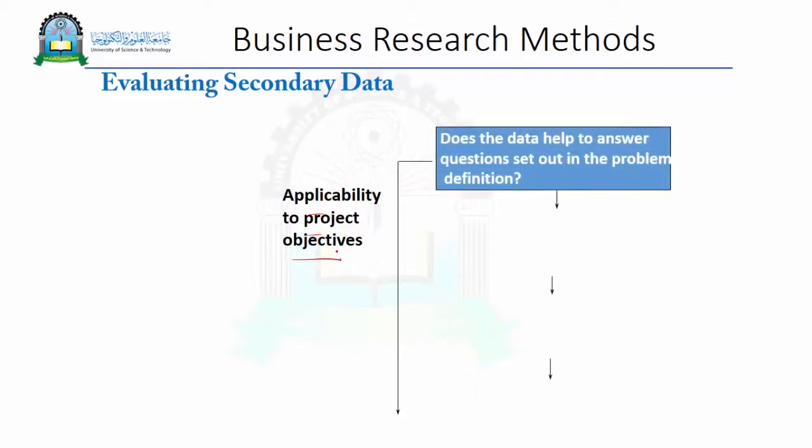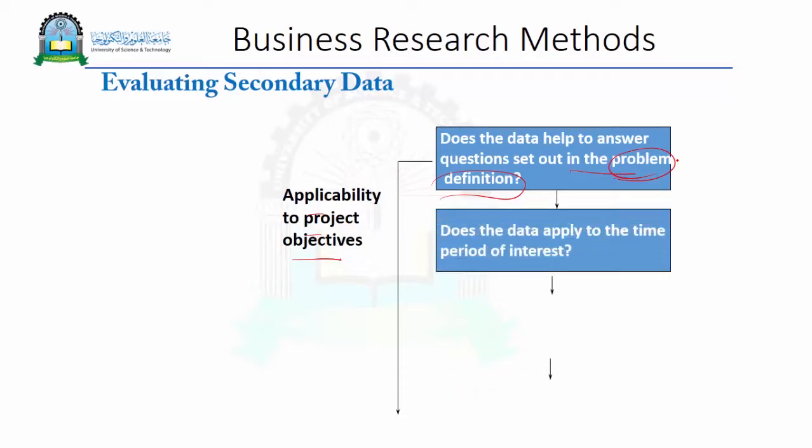I must answer these questions. These questions are going to give me an answer whether the secondary data can be applicable to my research objective or not. First one is, does the data help to answer questions set out in the problem definition? So does it fit my research problem? Does it answer the research questions or not? When I say yes, that means the data is applicable. When I say no, that means it is not applicable and I cannot use it.